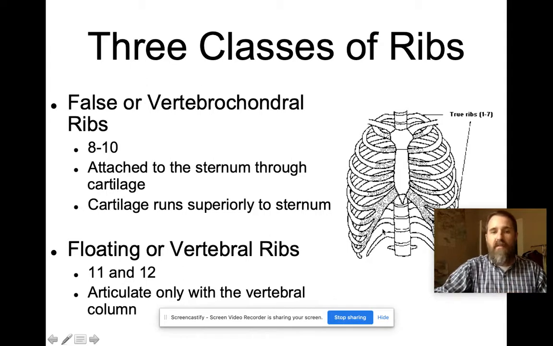And you also have your simply vertebral ribs, and they have no anterior attachment. They are attached only posteriorly at the vertebral column.